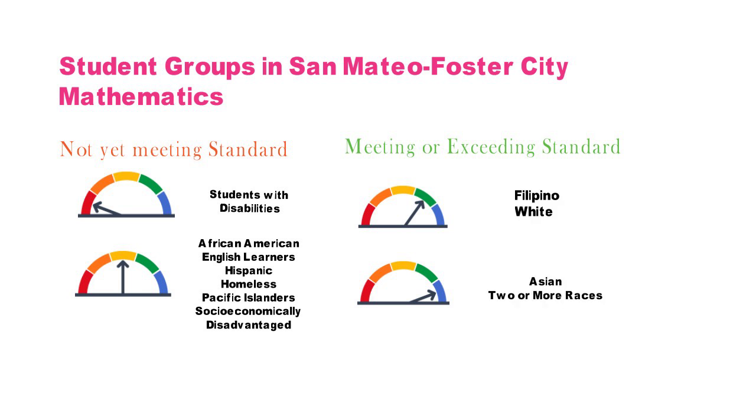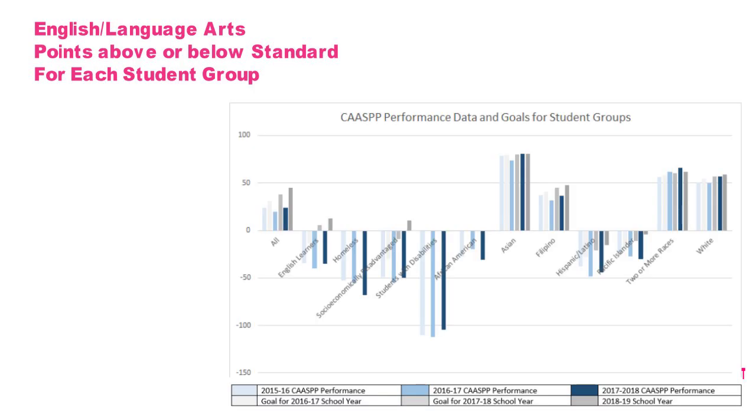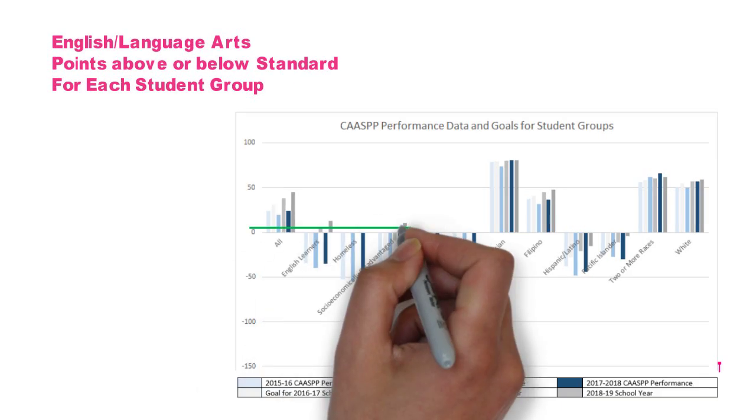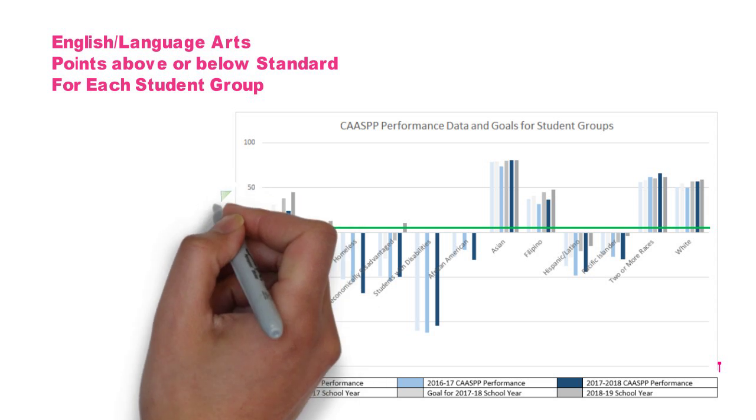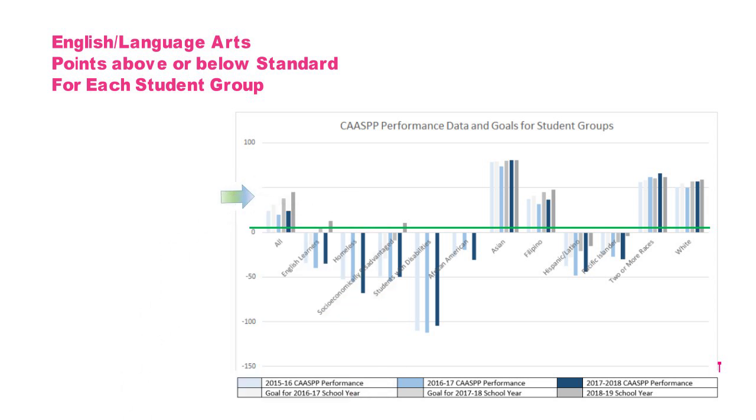Going a bit deeper, this graph shows the longitudinal data for CASP performance in various student groups. The green line at 0 shows the grade level standard performance. Anything above the line exceeds the standard, and anything below the line indicates that the average score for students in that group is not yet at mastery. Remember that all of these are average scores for a student group, and some students in the group perform very differently than the average score.